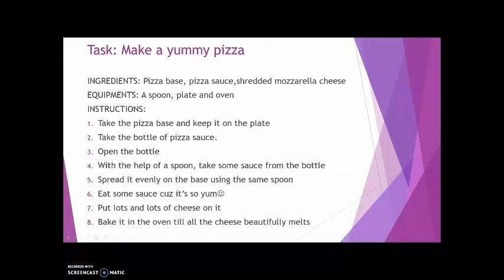We'll be making a yummy pizza. So the ingredients we have is a pizza base, some pizza sauce, shredded mozzarella cheese. That's all we've got here. Then for the equipment, we've got a spoon, plate, and an oven. And then we have been given a set of instructions. So you guys can also make your own set of instructions, maybe play around with the ingredients, the equipment a little bit, and it'll be a very fun activity for you guys.